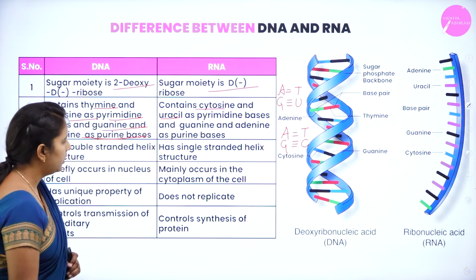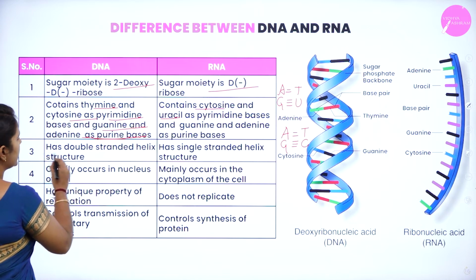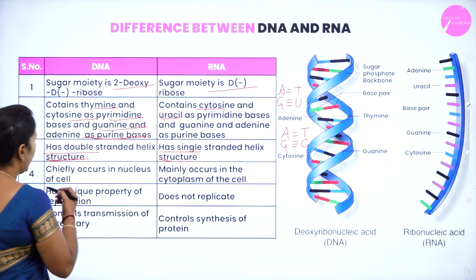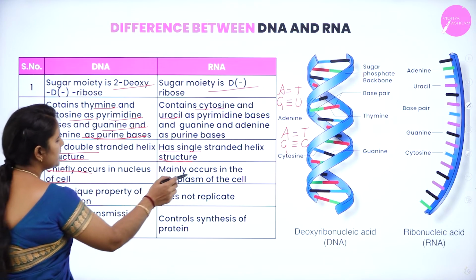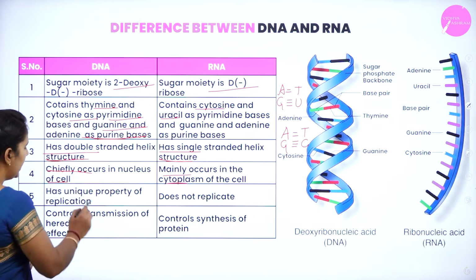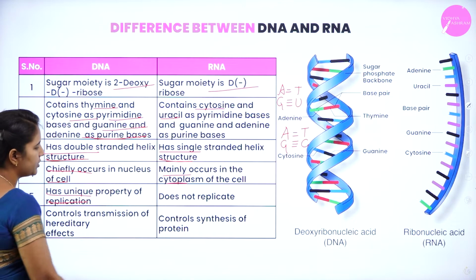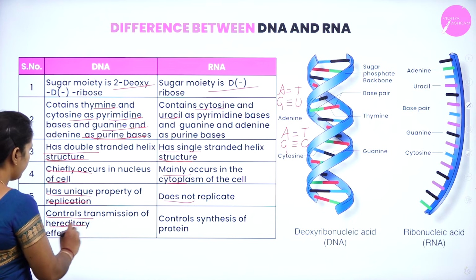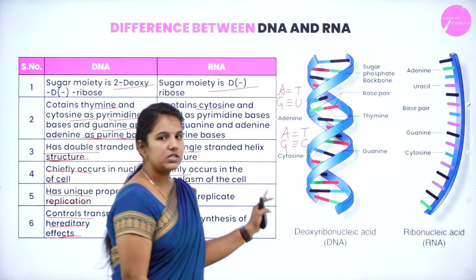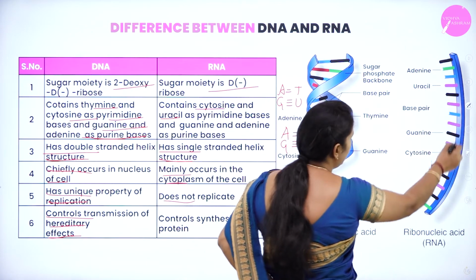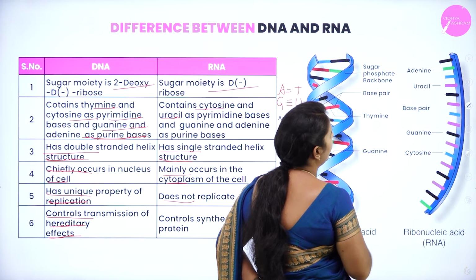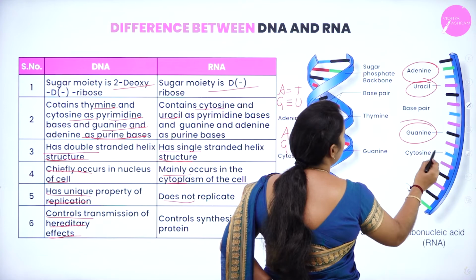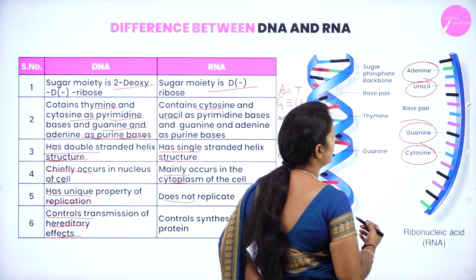This is the combination. And remember, DNA exists as a double strand, whereas RNA exists as a single strand. DNA chiefly occurs in the nucleus of the cell, whereas RNA is present in the cytoplasm of the cell. DNA has the unique property of replication, whereas RNA does not undergo replication. DNA controls the transmission of hereditary characters, whereas RNA is involved in protein synthesis. You can see that this is a single strand of RNA which consists of adenine, uracil, guanine and cytosine.